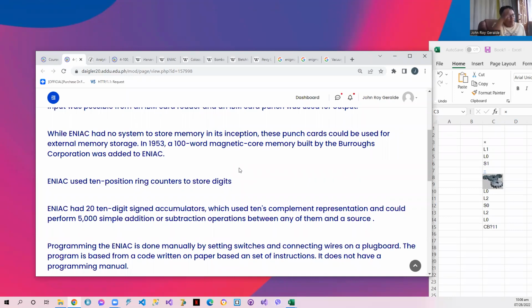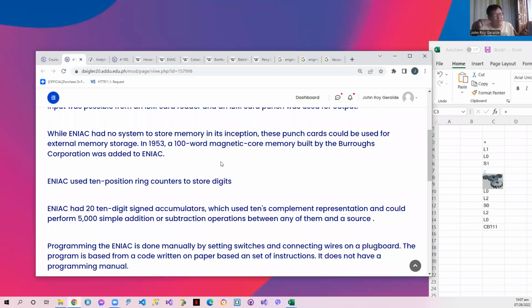Initially, ENIAC had no memory or store, but in 1953, Burroughs Corporation introduced a 100-word memory, so it could now store 100 numbers. It's much smaller than the design of Charles Babbage, whose design had 1,000 words. ENIAC used 10-position ring counters to store digits, so each digit uses 10 ring counters. Do you follow?